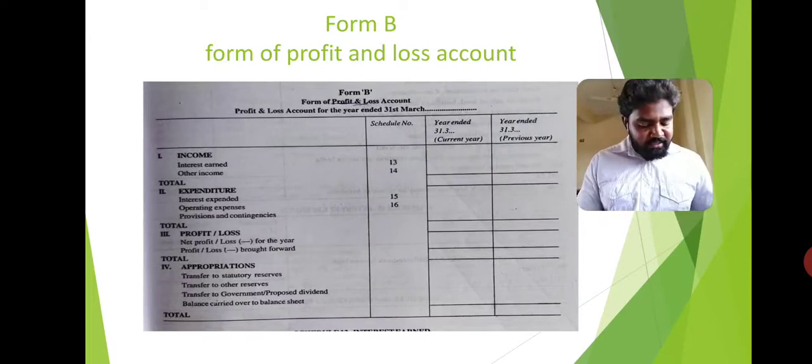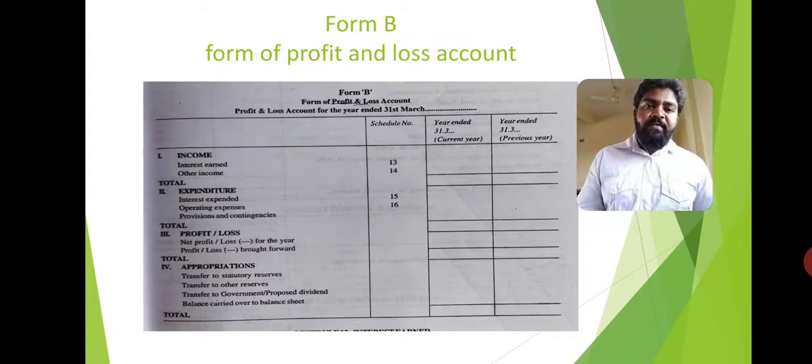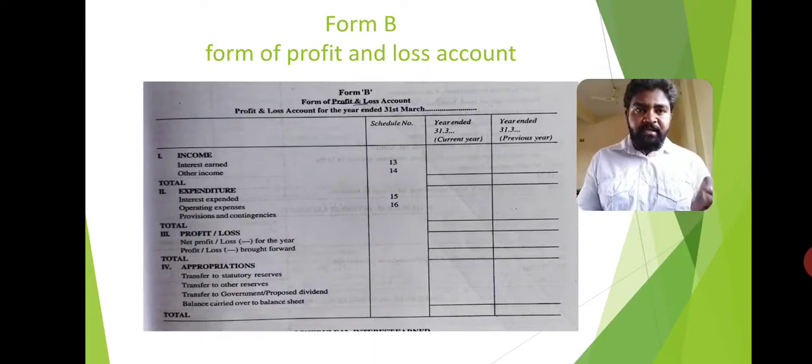In profit on sale of investments, we need to deduct the loss on sale of investments. The loss on sale of investments is to be deducted from the profit on sale of investments, and also profit on sale of land and buildings and losses. In case there is any loss on land, buildings or other assets, it is to be deducted here. Also, income earned by way of dividends is to be considered in schedule number 14. Then miscellaneous incomes are also to be considered in schedule number 14.